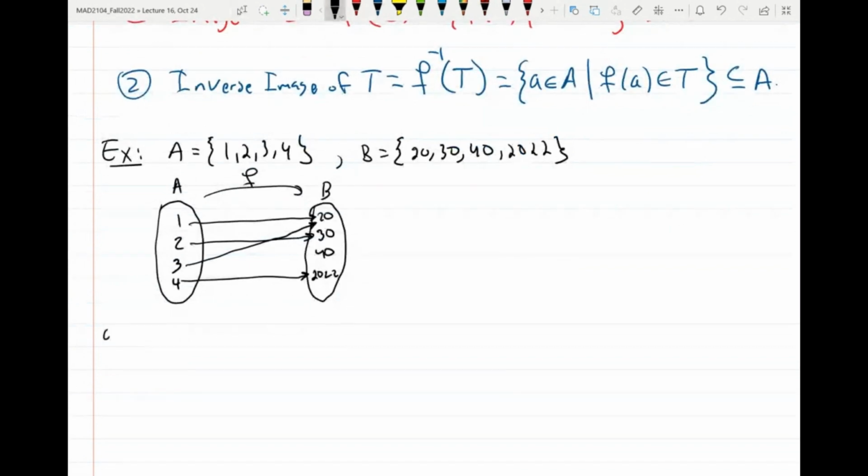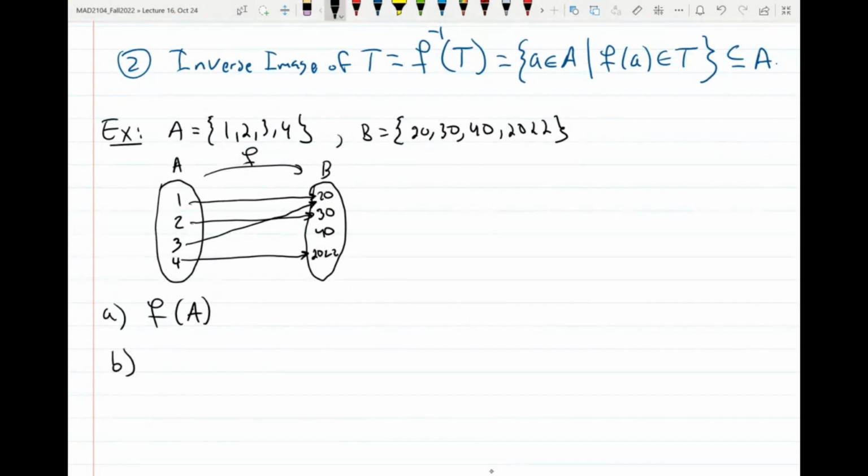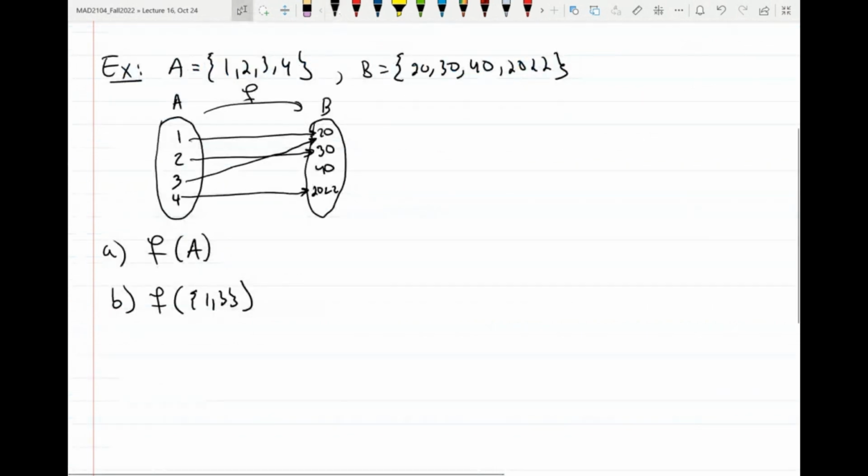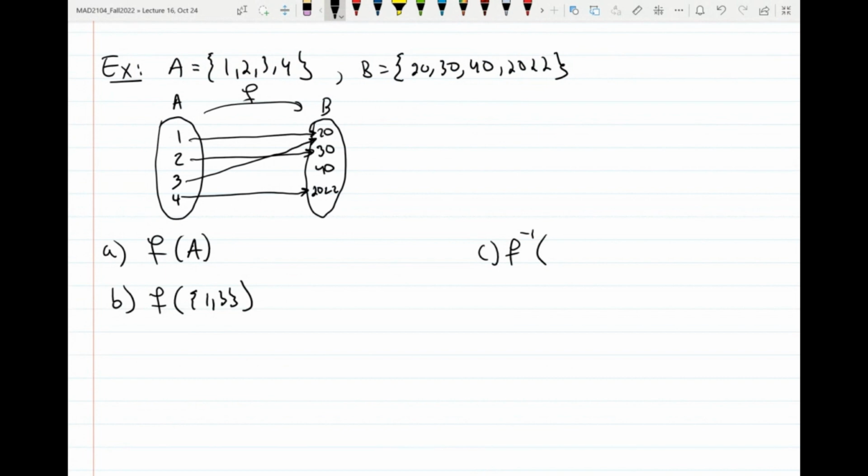Now I'm gonna ask you some questions. So first find f of A, then find f of {1, 3}. So by this I mean this is the image notation, okay? The image of this set, the image of this set, okay? Find the image of those sets. Then let's do the inverse image of B. Then let's do the inverse image of the singleton 20. Which, when we write it like this, sometimes you will see people writing this, okay? But technically, it's really the set containing 20, okay?